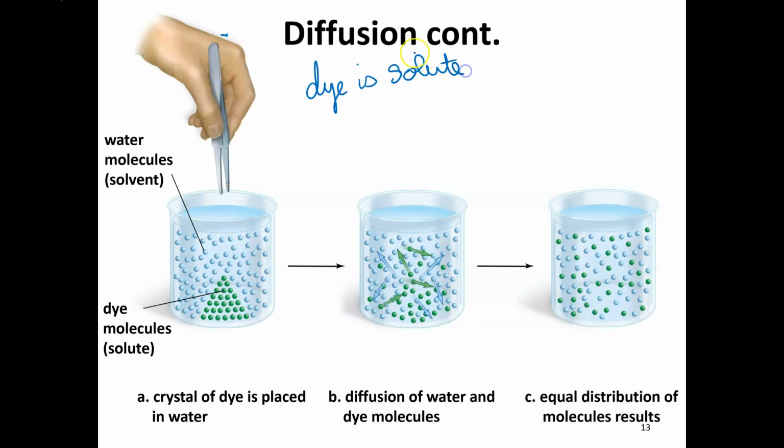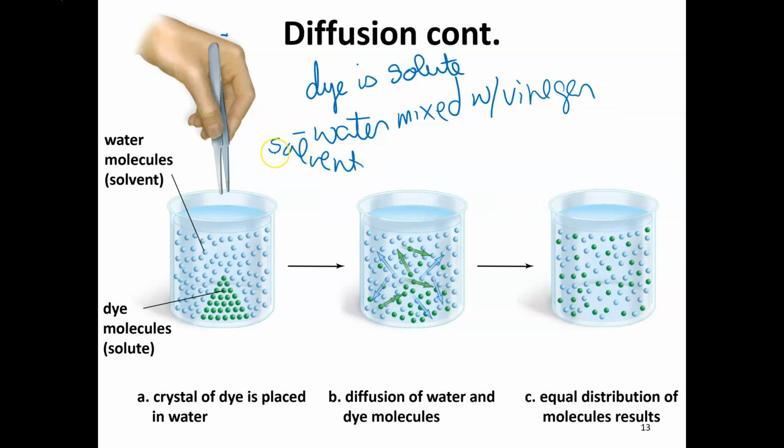And the liquid then is water mixed with vinegar. Okay, so this is the solvent. And that is an O, even though it looks almost like an A. I just have sloppy handwriting, sorry.